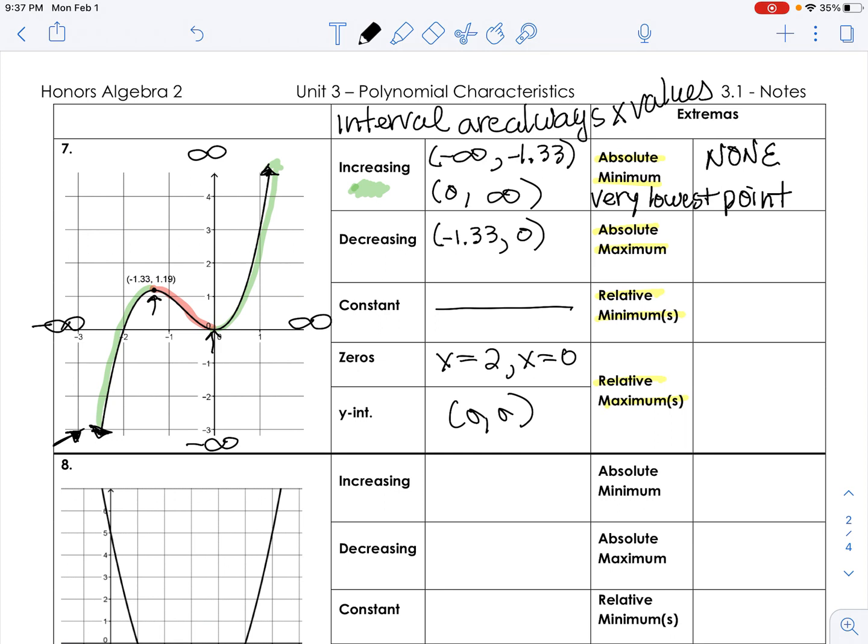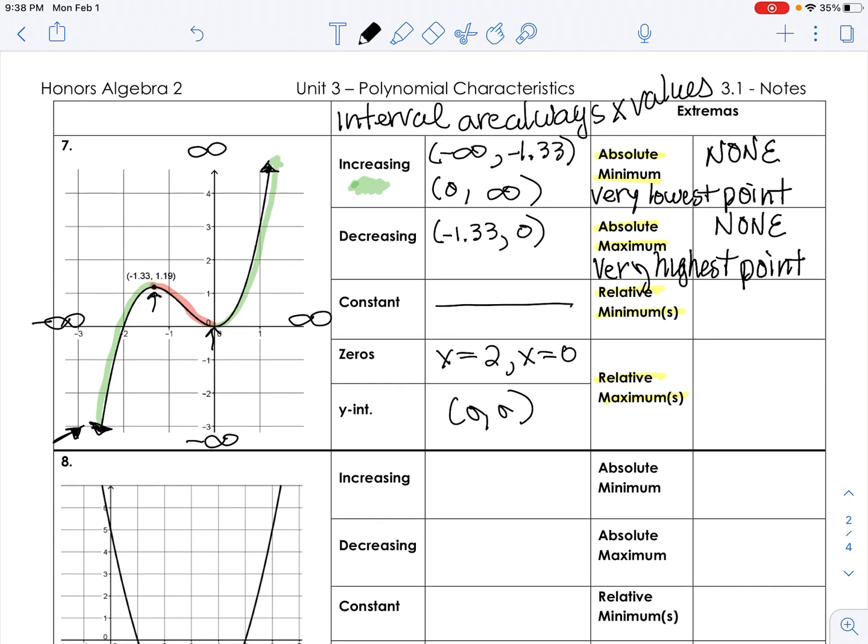Absolute maximum. For the absolute maximum, we want the very highest point. So if I look at the other end of the function, over here in the first quadrant, we see that that end of the curve is pointing towards infinity. So as we go out in x values, our y values keep getting bigger and bigger and bigger. So there is no absolutely highest point on this graph.